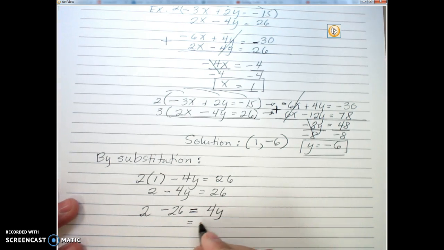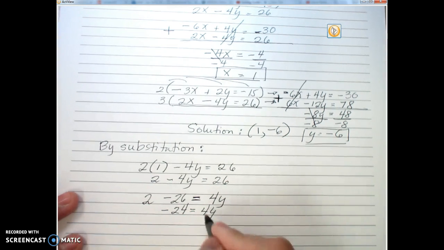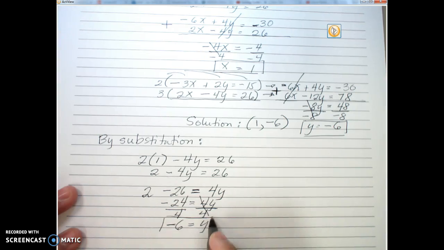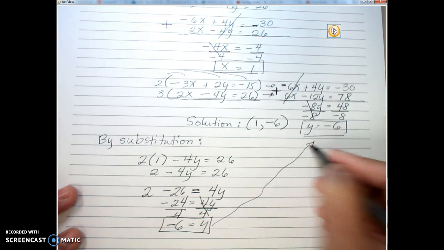This will now be a 4y minus 24. Divide 4 on both sides. And my y turns to be a negative 6, which is exactly the same as that one.